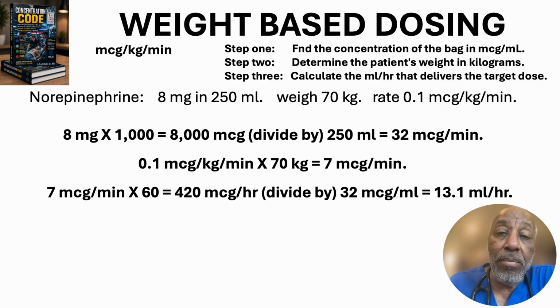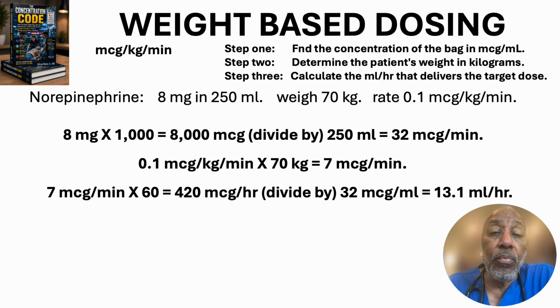The bag is 8 milligrams in 250 milliliters. The patient weighs 70 kilograms. The ordered dose is 0.1 microgram per kilogram per minute. Step 1, 8 milligrams times 1,000 is equal to 8,000 micrograms. Divide that by 250 and you get 32 micrograms per milliliter.